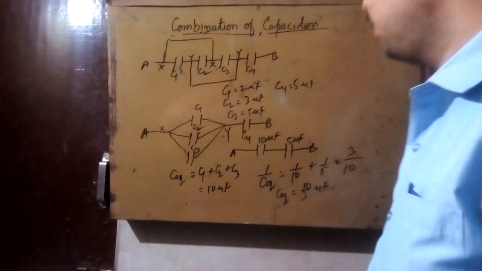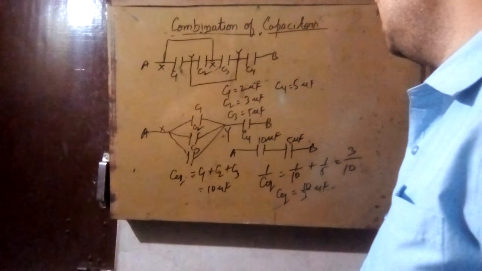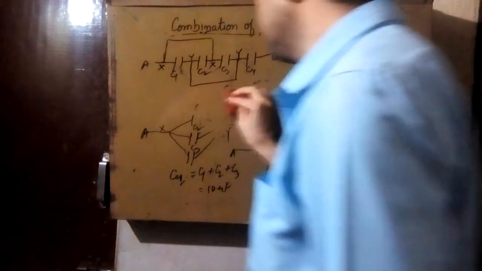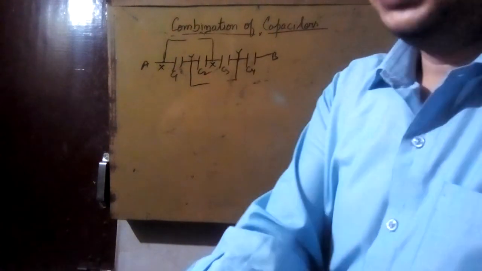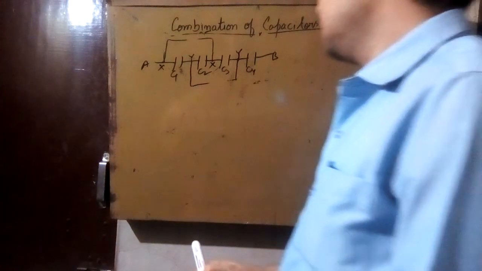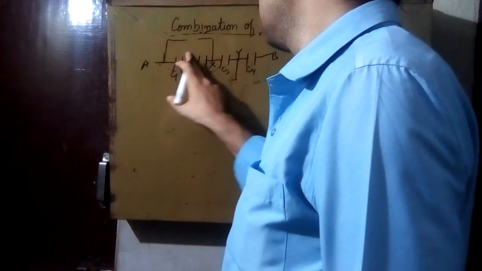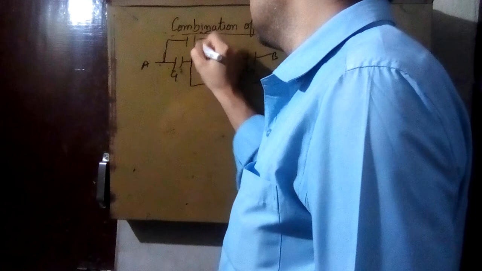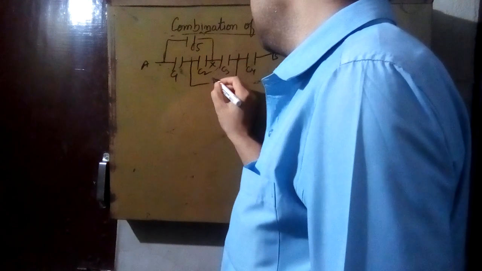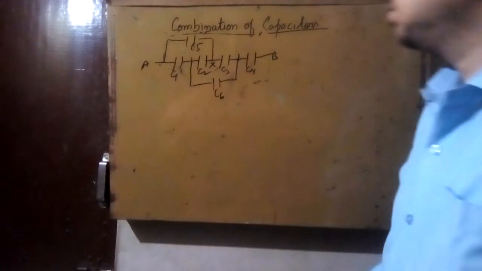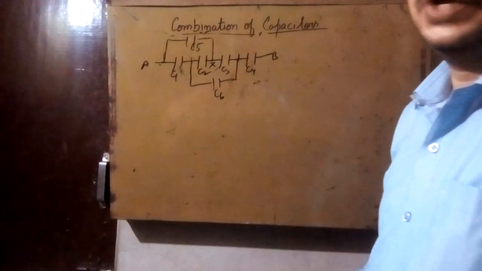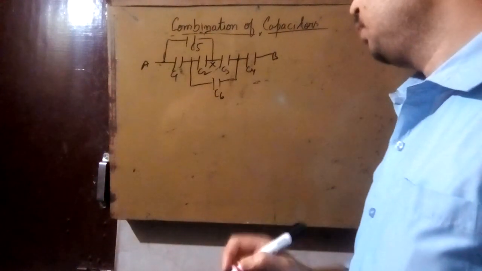Now same type of question but a little change will be there. Suppose now I am connecting two capacitors between these points. This is C5 and this is C6. Now it is asked to calculate the equivalent capacitance between A and B.